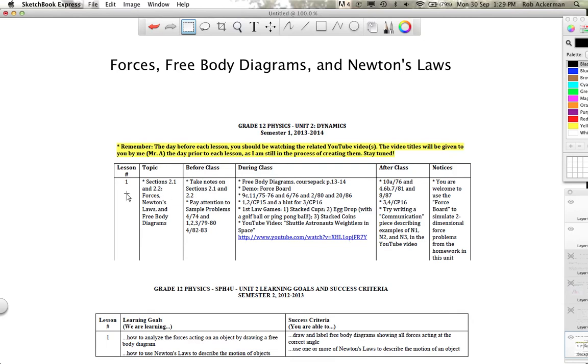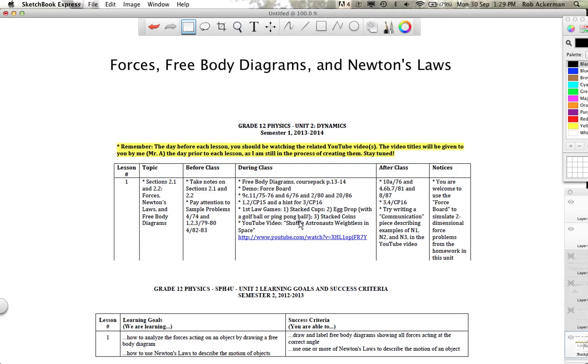Following along in the schedule, we're in lesson 1. There's actually 2 sections here, 2.1 and 2.2 in the textbook. As usual, take some notes, try some sample problems, some of which I'll go over in this video. There's a new course pack which just picks up where the other one left off, so pages 13 and 14 have a little bit of work for you. Some demos in class as well as some problems to try.